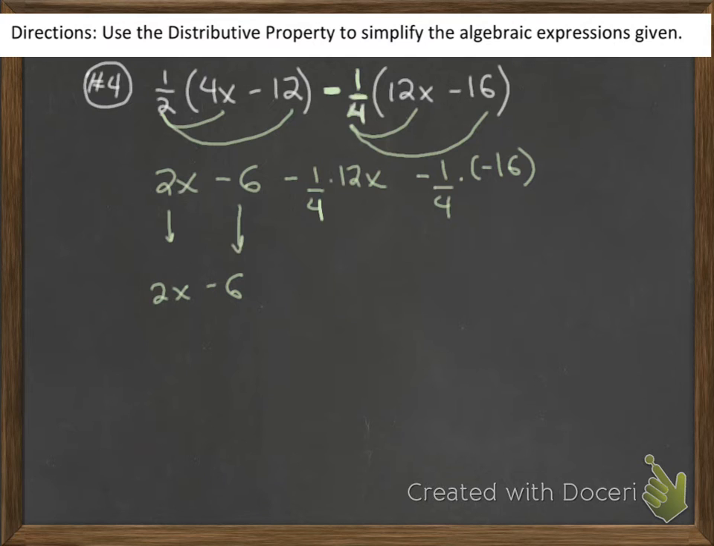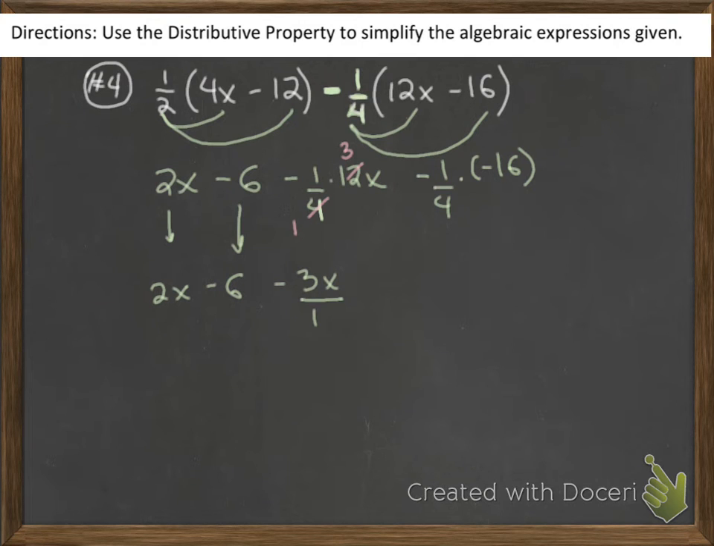Okay, so I have negative 1/4 times 12x. Again, to save a little bit of bother, you can divide both by 4. 12 divided by 4 is 3. 4 divided by 4 is 1. So then we have negative 1 times 3. It's negative 3x. You can put it over 1 or not. It does not matter.